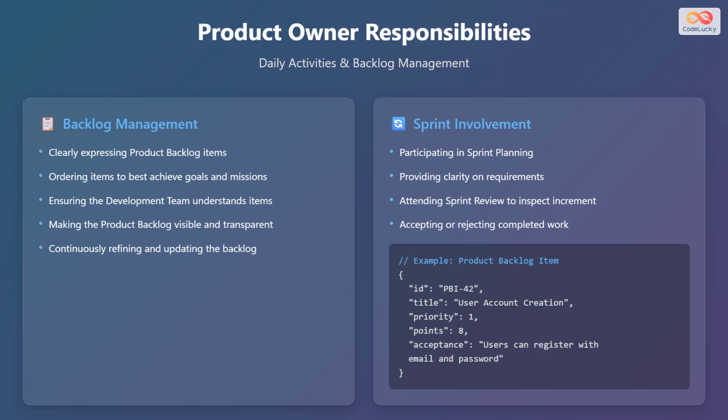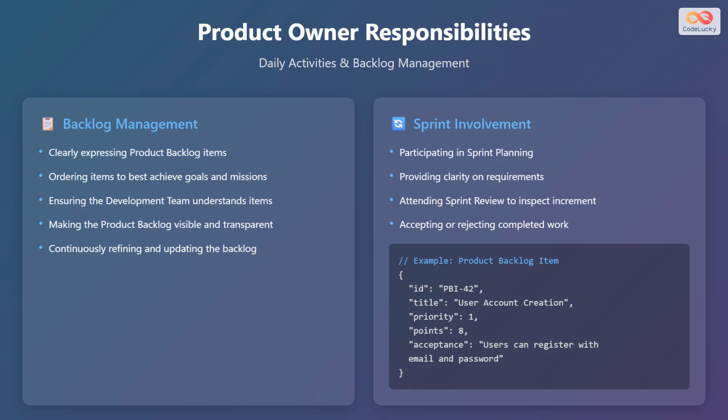Product owners' responsibilities include daily activities and backlog management. The product owner is accountable for clearly expressing product backlog items, ordering the items to best achieve goals and missions, ensuring the development team understands items, making the product backlog visible and transparent, and continuously refining and updating the backlog. The product owner should be involved in the sprint by participating in sprint planning, providing clarity on requirements, and attending sprint review to inspect the increment. The product owner also accepts or rejects completed work.